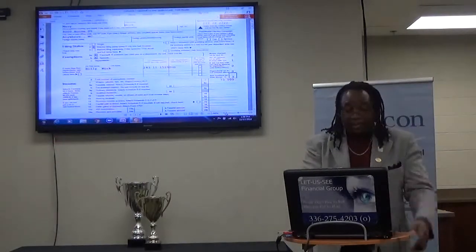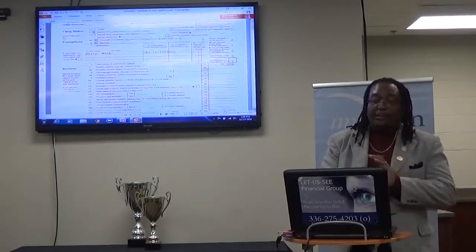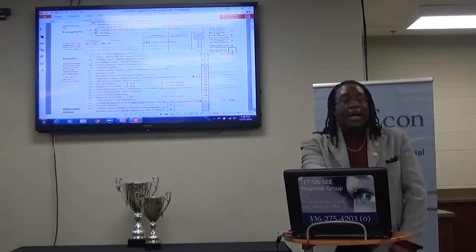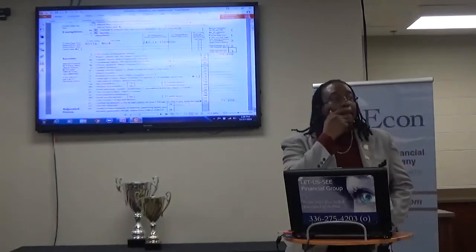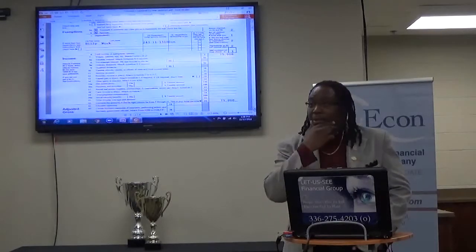So in this example, this family makes $75,000. The second part, the middle part of the tax form, has income. And you know how I know it has income? Because it has a title right here on the left-hand side. It says income.